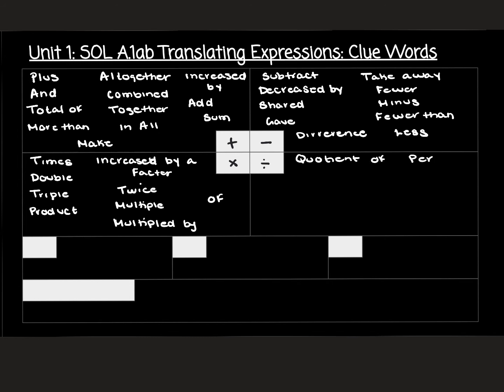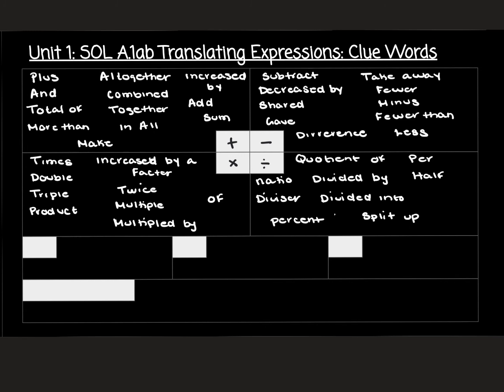All right, for division, we have quotient of, per, we have ratio, divided by, half, divisor, divided into, percent, and split up.